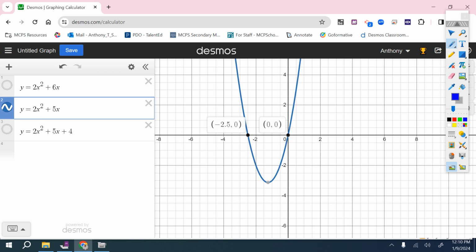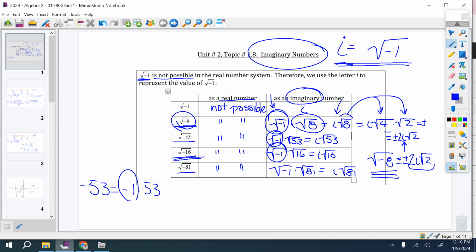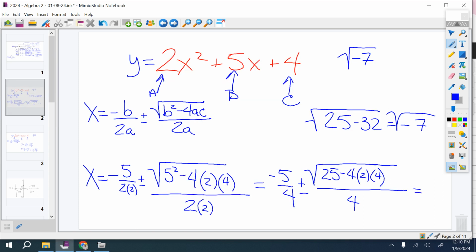But if we turn around and take that equation, y is equal to 2x squared plus 5x, and add 4 to it, it's lifted, as it were, vertically enough units that it doesn't touch the x-axis at all. That's when we will get imaginary results in our use of the quadratic equation. So let's take a look.